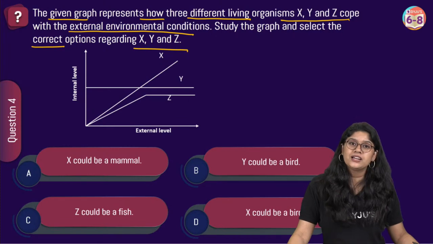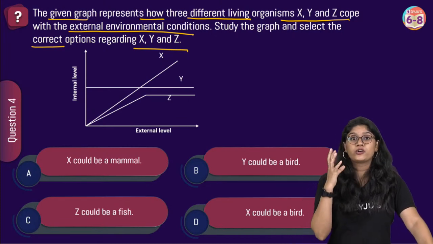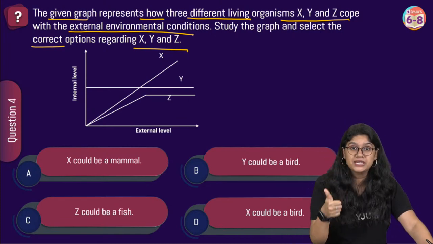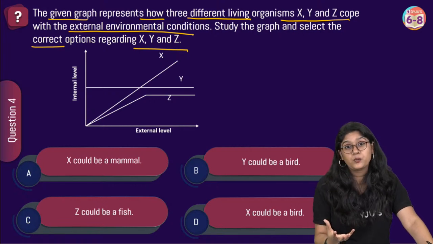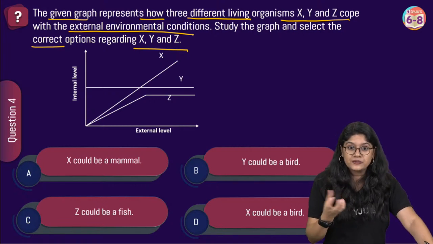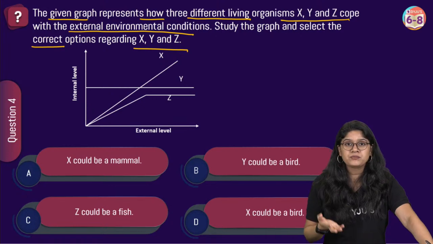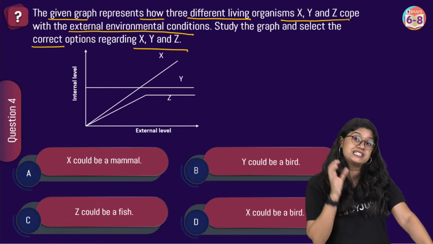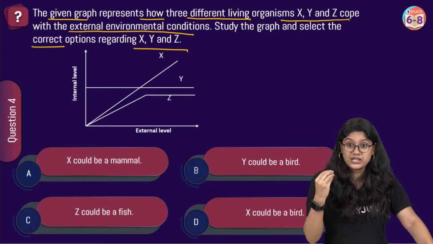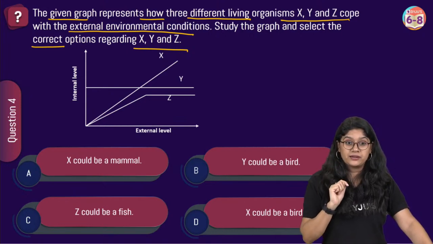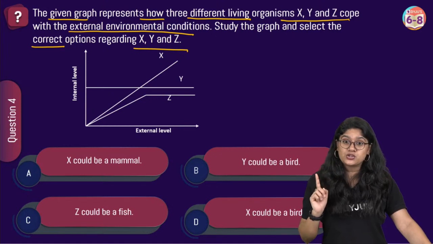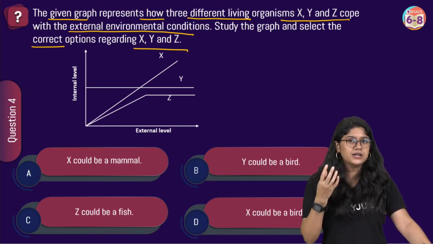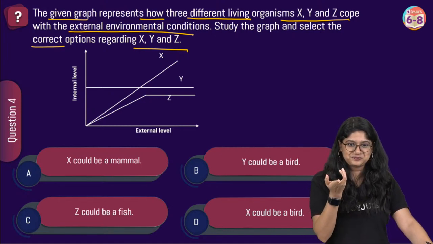Mammals, right? Mammals are the group of organisms that have mammary glands. They give birth to the young one, right? They feed the young one. They carry the young one inside their body, right? And they have mammary glands. Then, of course, they can actually maintain their body temperature. Very, very important thing. The same thing happens in birds also. Right? But birds, of course, lay eggs.